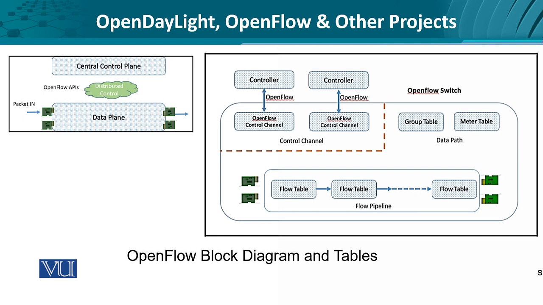to be shared with the data. So the data path comprises the group table, that is which entities fall in a certain group, and then traffic metering, policing and regulating and shaping entities are defined in the meter table. The flow table essentially is nothing but the flow table entries or the forwarding entries in every forwarding element. This eventually creates a flow pipeline.